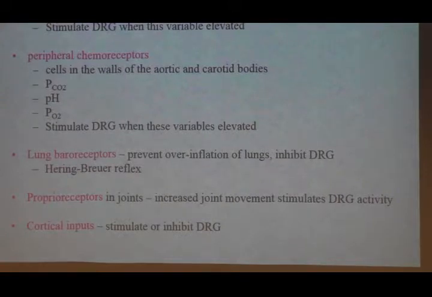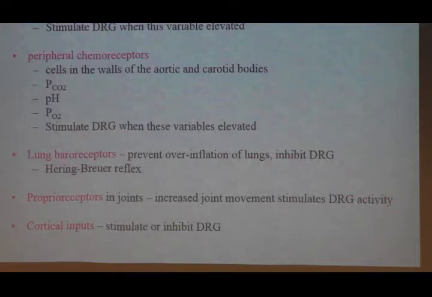There's also baroreceptors or stretch receptors in the lungs, and these stretch receptors are stimulated if the lungs are overinflated. And as a result, they will inhibit the DRG, preventing damage to the lungs. This is known as the Hering-Breuer reflex. There's also proprioceptors in the joints that communicate with the DRG, and you will see that increased joint movement stimulates these proprioceptors as an important stimulus also in DRG activity.